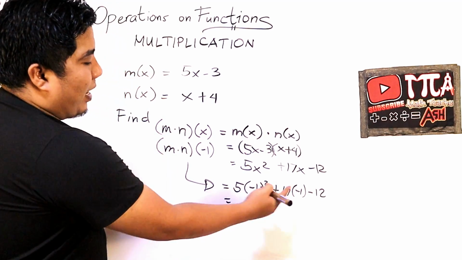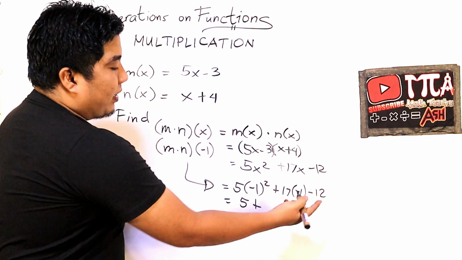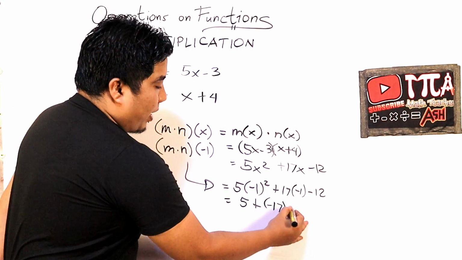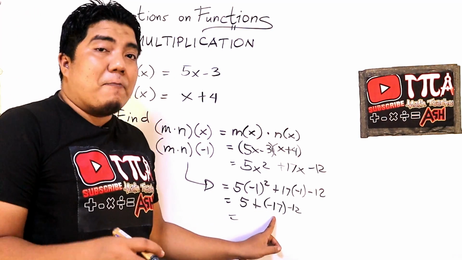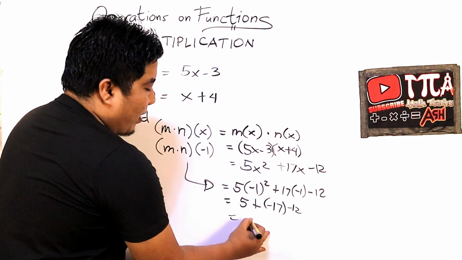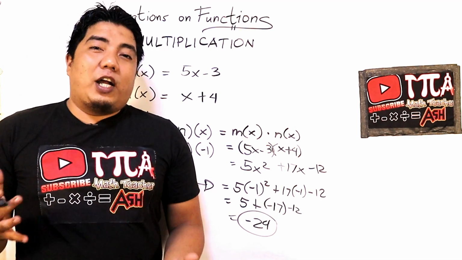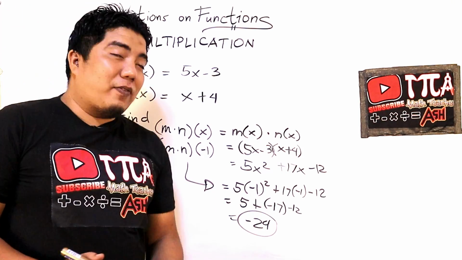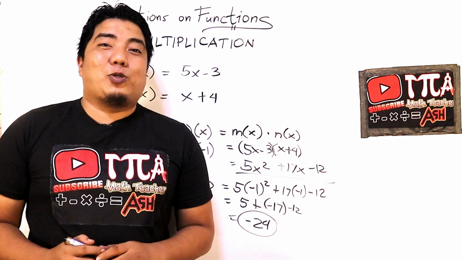Alright. So negative 1 squared is positive 1. Positive 1 times 5, that is 5. 17 times negative 1 is negative 17. And then minus 12. So we just simplify this one. We have 5 plus negative 17, that is negative 12. Negative 12 minus 12 will give us negative 24. And this is our final answer for our given problem. Easy, right? So for the second problem, we have negative 24, and for the first problem, we have 5x squared plus 17x minus 12.